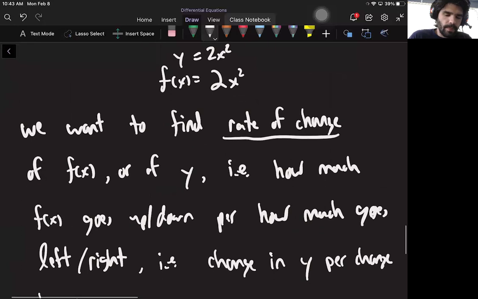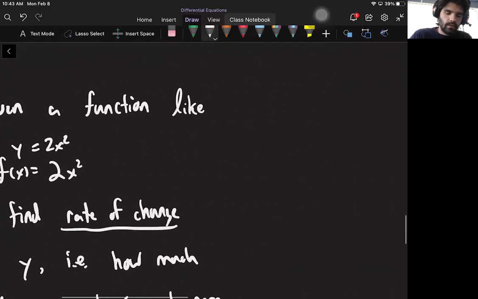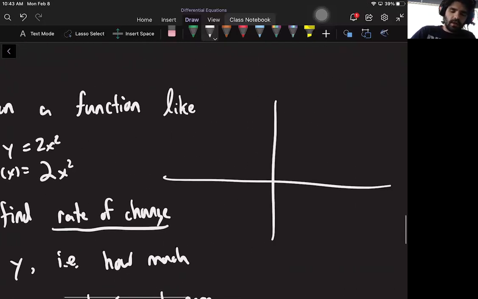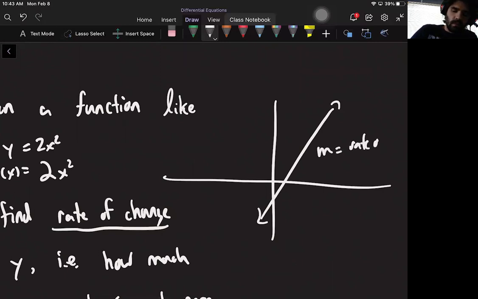So then the point of that class is like, well, if it's a straight line, it's very easy. That's just the slope. You can just count. Okay, if it goes over 1, then it goes up 3. And then you would say 3 over 1 is my slope.